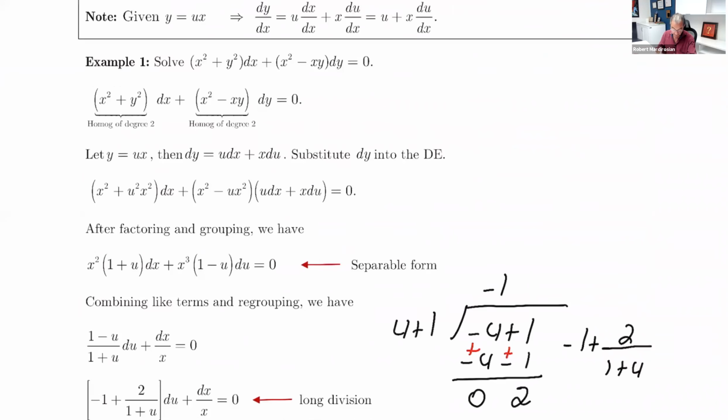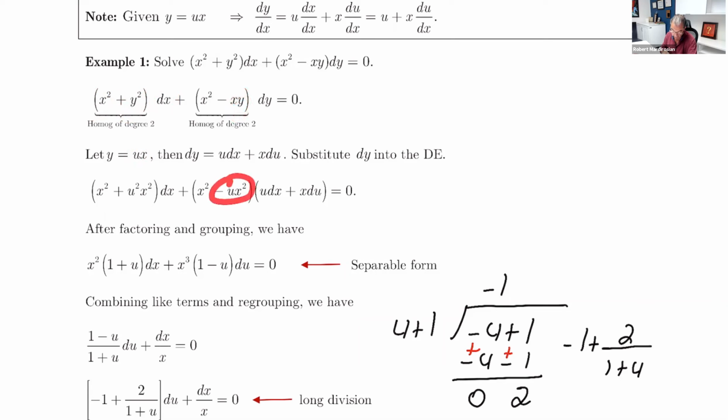Now, once we have this, we can say y equals ux, then calculate dy. So dy is u dx plus x du, and substitute dy into the equation. Let's see what happens. So x squared, x doesn't change, plus instead of y, you put ux. So you get u squared x squared. dx doesn't change, and you have x squared minus, instead of y, again, you substitute ux.